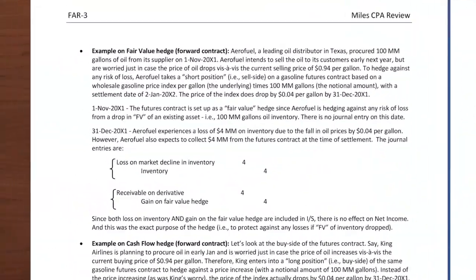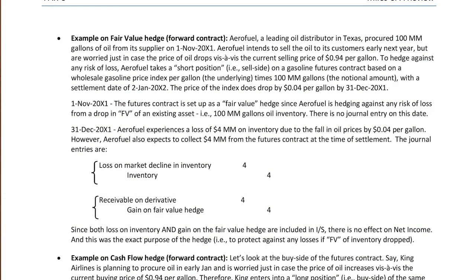Turn on to page 18 and here we have examples on fair value hedge as well as cash flow hedge. Few lines on that example, highlight underlying and highlight notional amount. So we know that underlying multiplied by the notional amount, that's the settlement price. Now let's look at the journal entries.